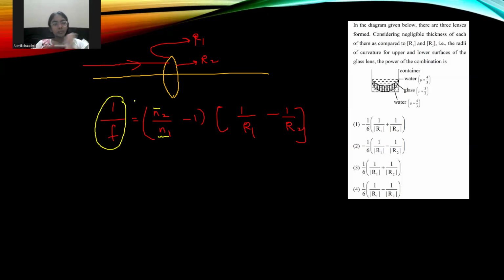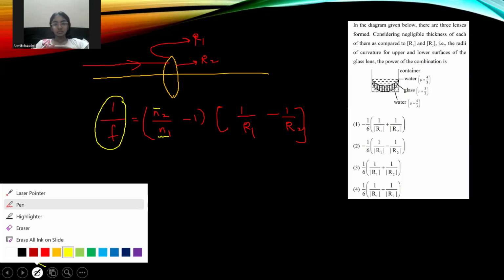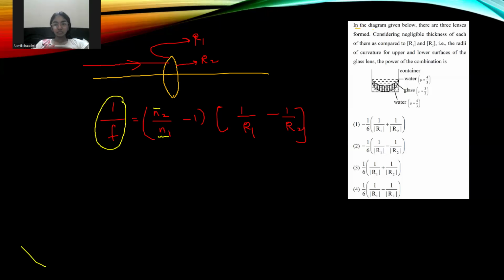Understood? So let me read this question first. In the diagram given below, there are three lenses formed. Consider the negligible thickness of each of them as compared to R1 and R2. R1 and R2 are the radii of curvature for the upper and lower surface of the glass lens. The upper surface has radius of curvature R1, and the lower has mod R2. Is it clear?